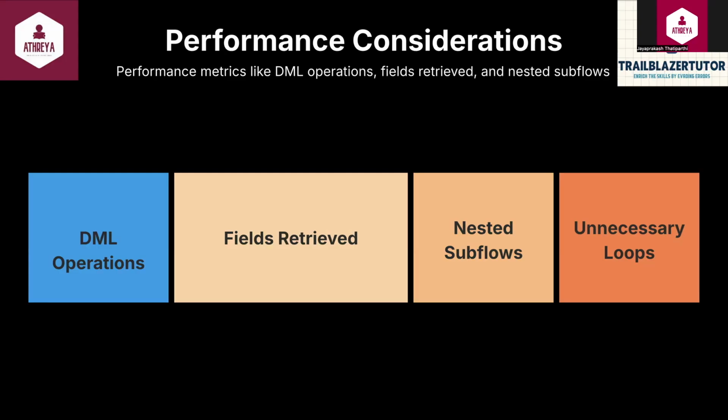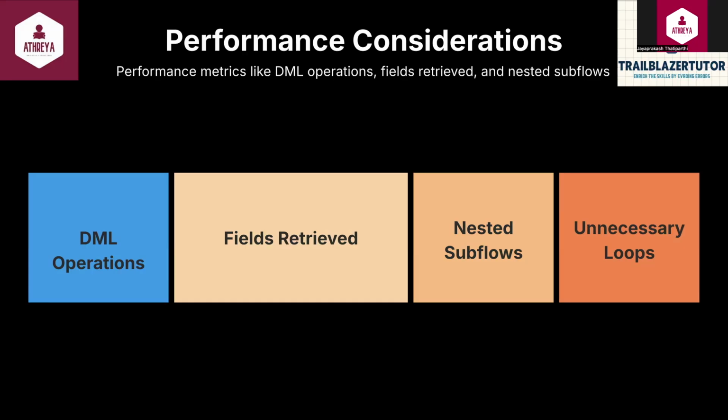Building on the best practices we discussed in the previous slide, it is equally important to think about the performance implications of our screen flows. As our flows become more complex and handle larger data sets, performance can directly affect the user experience. Slow screens, lag during data operations, or even flow failures due to hitting governor limits. So let us look at a few key areas to monitor when designing screen flows for efficiency and scale.